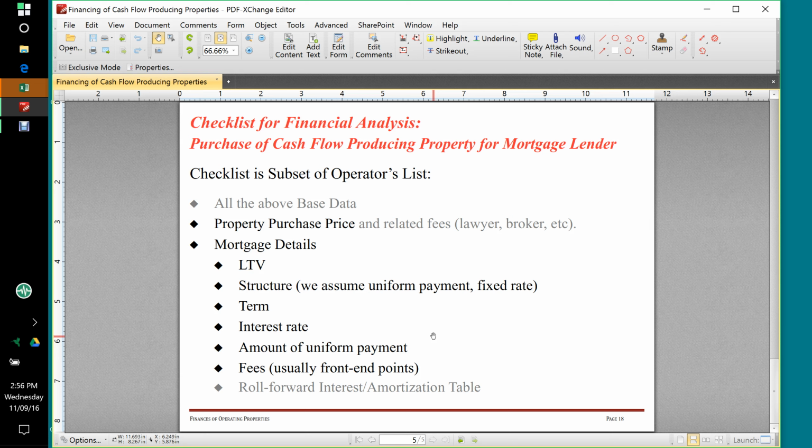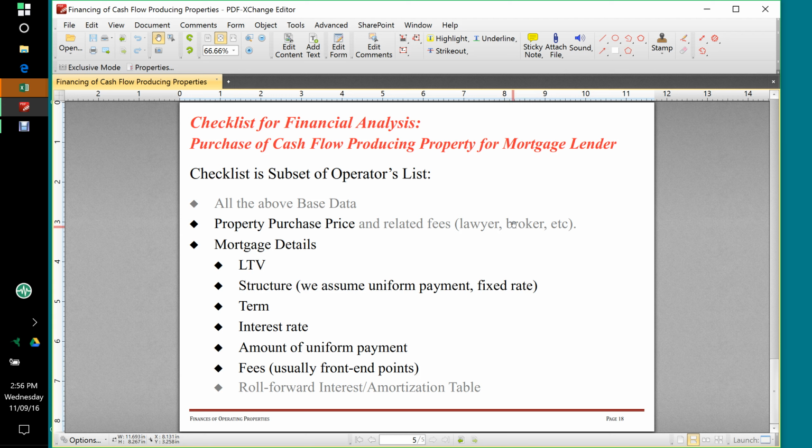And she's going to determine her fees. These are usually just front-end fees called points, but there are, as was the case with development, there could be back-end fees too. Hard money lenders, for example, are notorious for charging both front-end fees and back-end fees. And she doesn't need the roll forward interest amortization table.